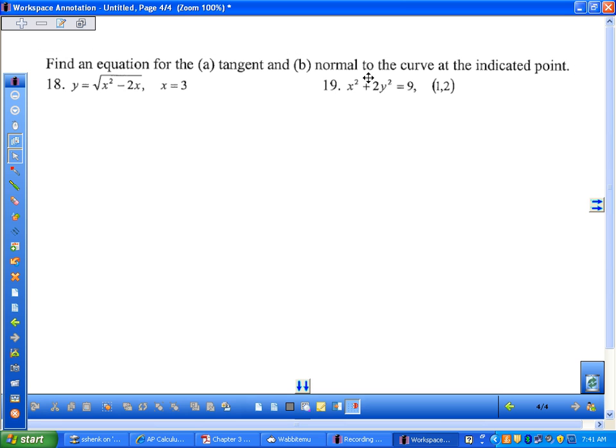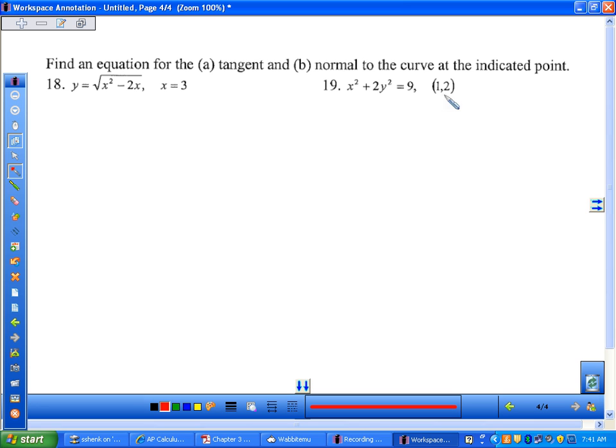19 was kind of nice, though, because they told us the actual coordinate. We know the x and the y value. Over here in 18, they only told us the x value, so we'd have to plug that through and find the y value. Okay, so ultimately, we need to write the equation of a line. What are the two things we need to write an equation of a line?